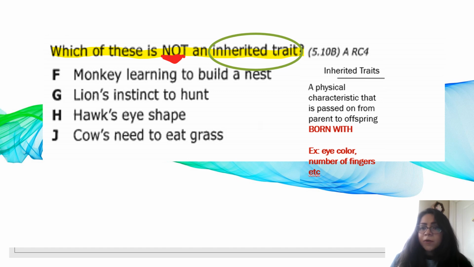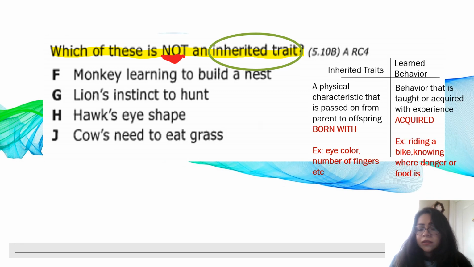Something that a person or an animal is born with, such as the eye color or even the number of fingers. I will also write down what a learned behavior is. A learned behavior is a behavior that is taught or acquired with experience. And the key word that I'm going to put here is acquired. And I'm going to write some examples as well. Riding a bike, knowing where the danger is, or even where the food is.